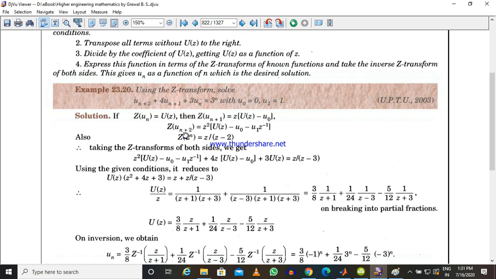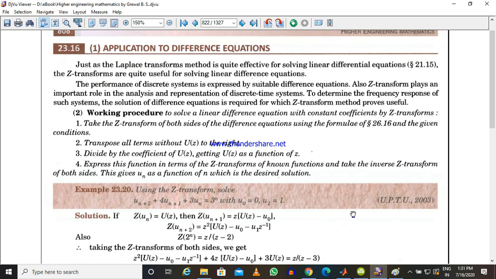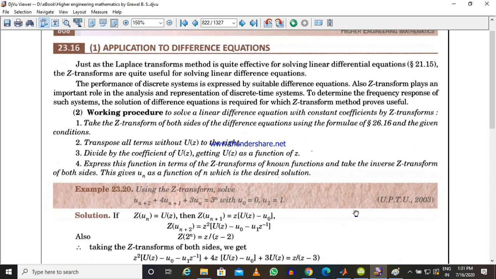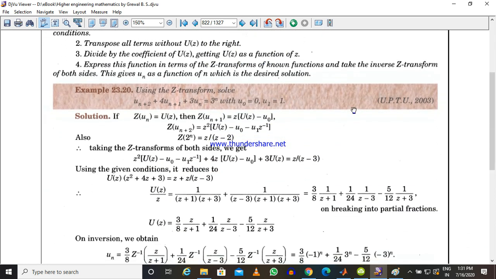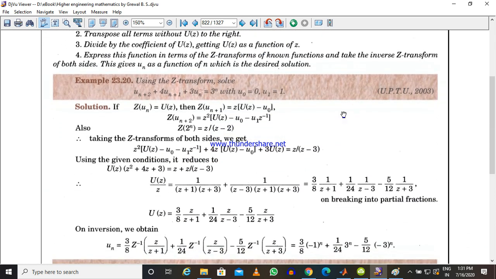Similarly, for u[n-2], accordingly this should be z to the power minus 2. You can read this z transform and its application in a difference equation from the B.S. Grewal book.